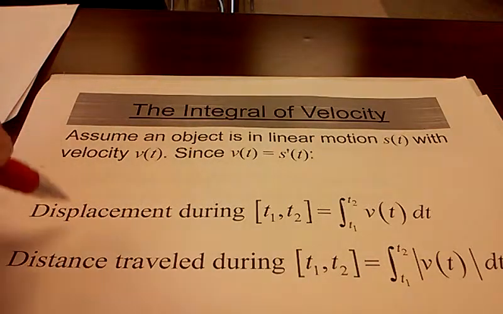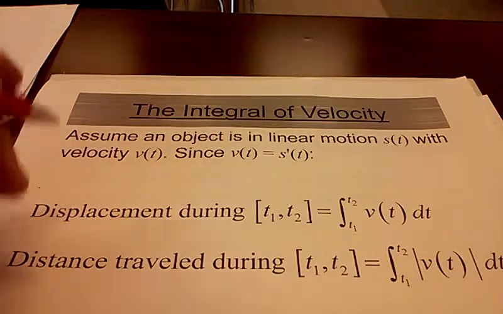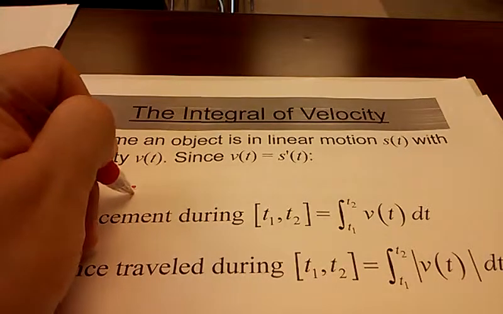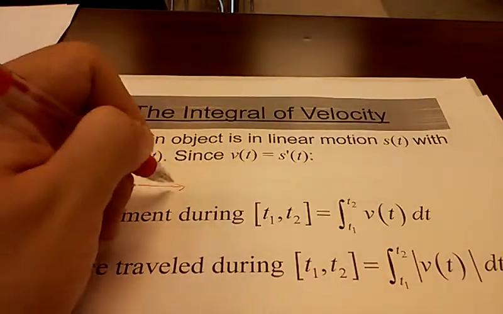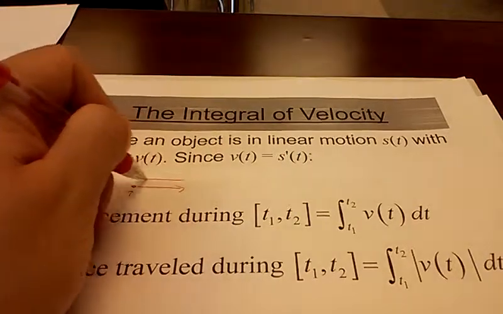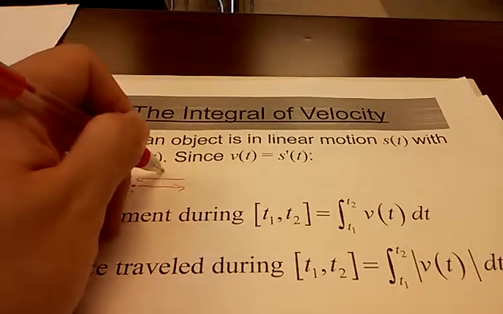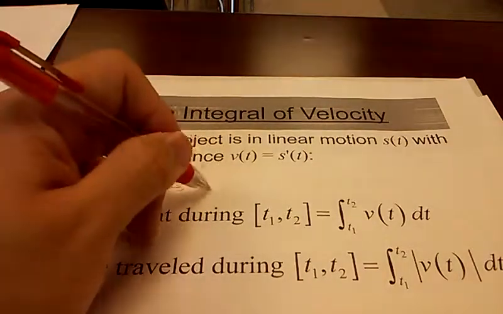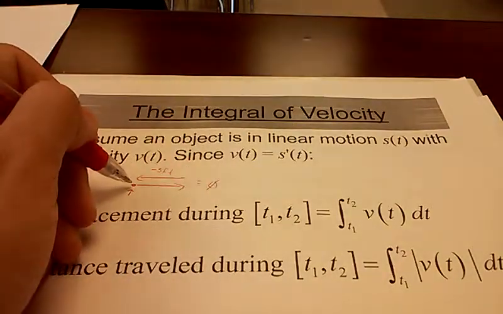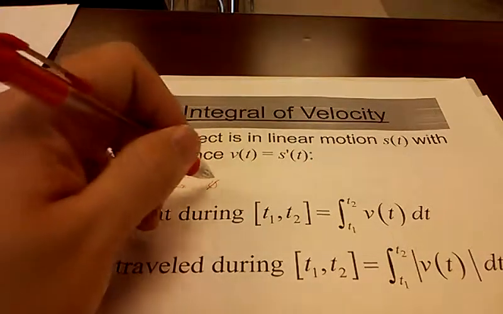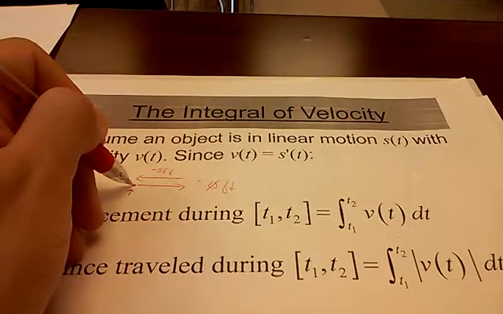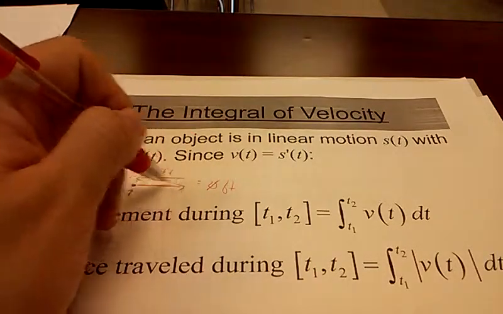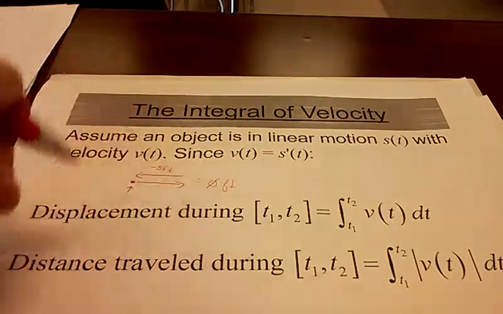Some vocabulary. Displacement is, for example, if I start at this point, walk 5 feet to the right, and then turn around and walk 5 feet to the left, the displacement is actually 0 because I'm ending up where I started from to begin with. So displacement is the distance that you traveled from where you started. In this case, you ended up right back where you started from, so that would be 0.